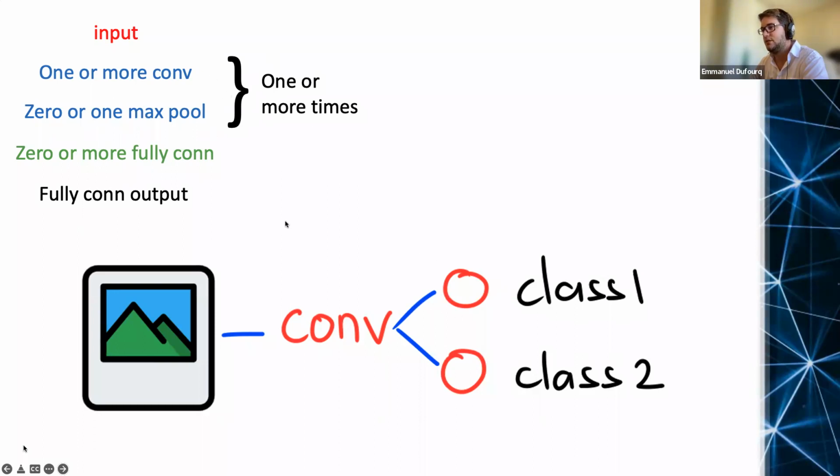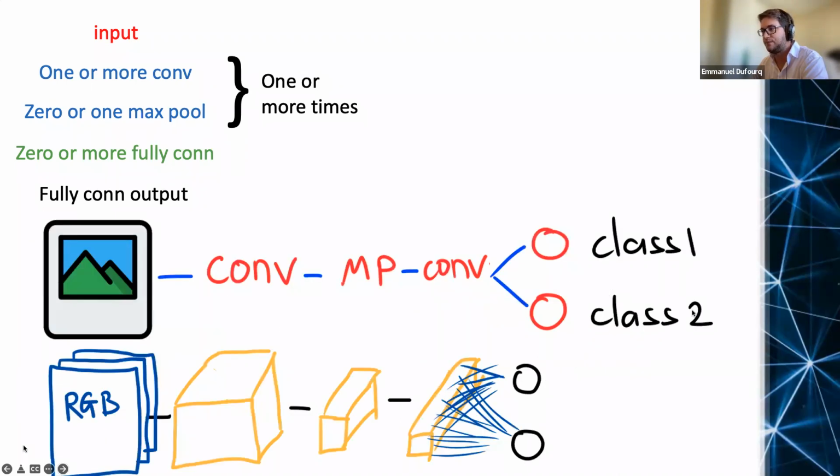And then I didn't create any fully connected layers. I just created my output layer. So this is like the absolute most simple CNN with 1 convolution and an output softmax layer. Then you can add a bit more complexity.